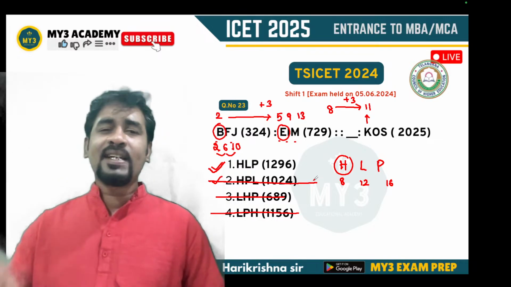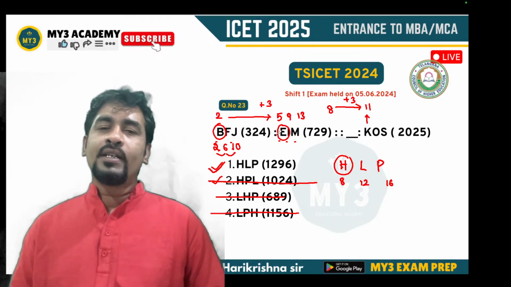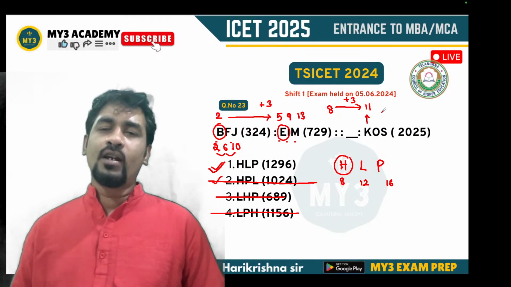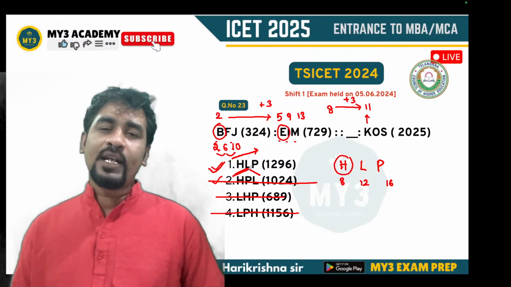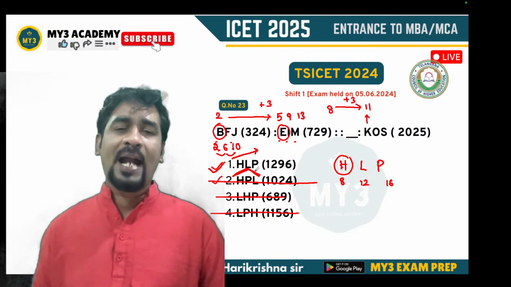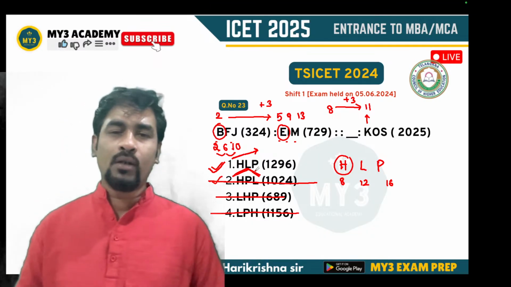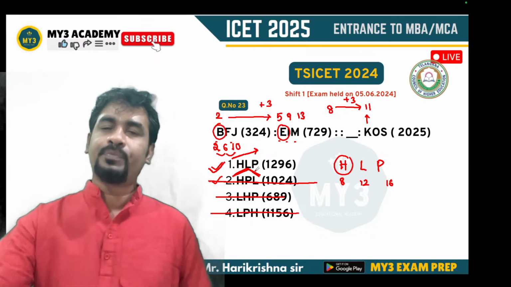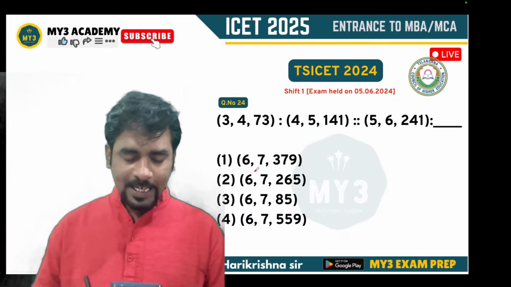Or otherwise, basic common sense: B, F, J are in increasing order, and E, I, M are in increasing order, K, O, S are in increasing order, H, L, P in increasing order. But here you observe H, P, L is not in increasing order. It increased and then decreased. It's not in the pattern. You can simply eliminate that option. Not a challenging part at all. Mark the answer option 1. Look at the next question. Question number 24 is available on the screen.